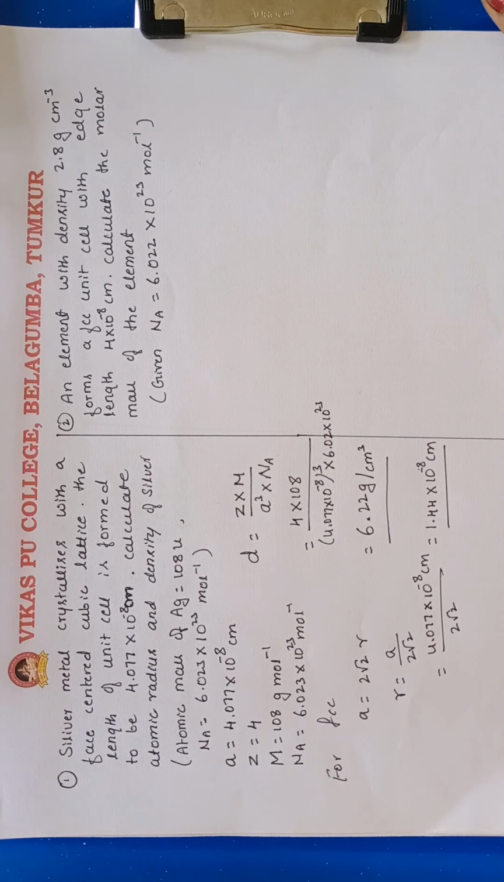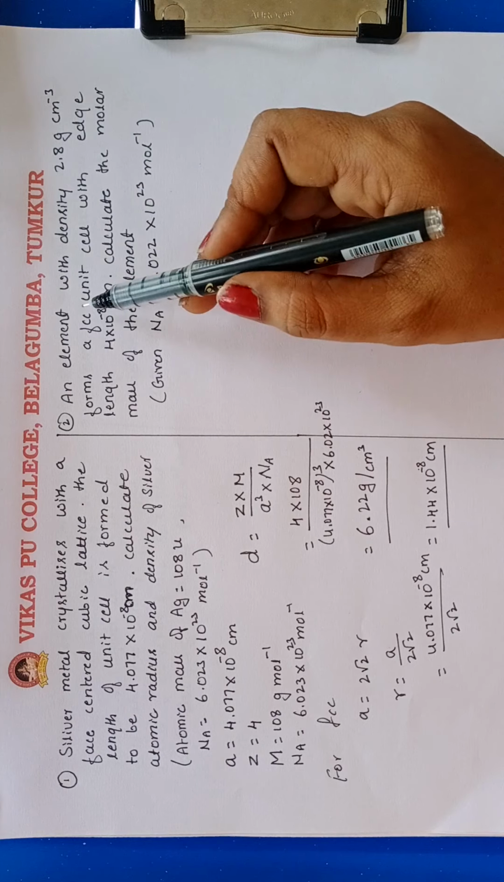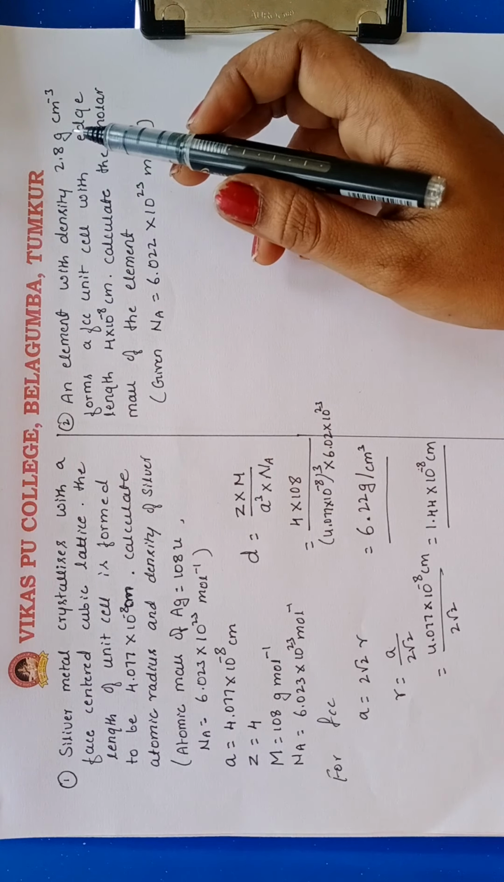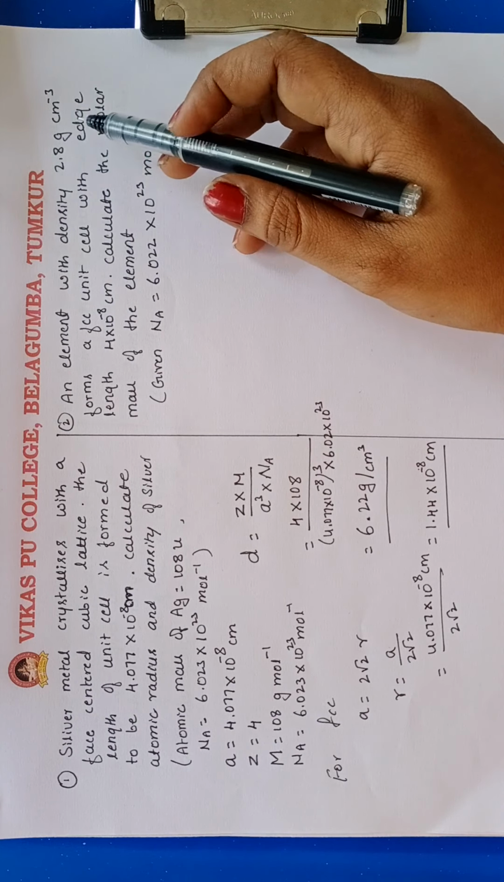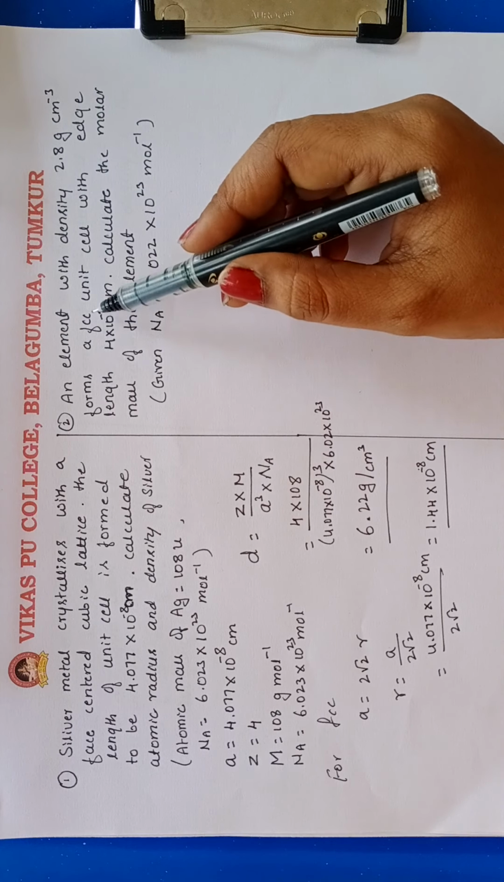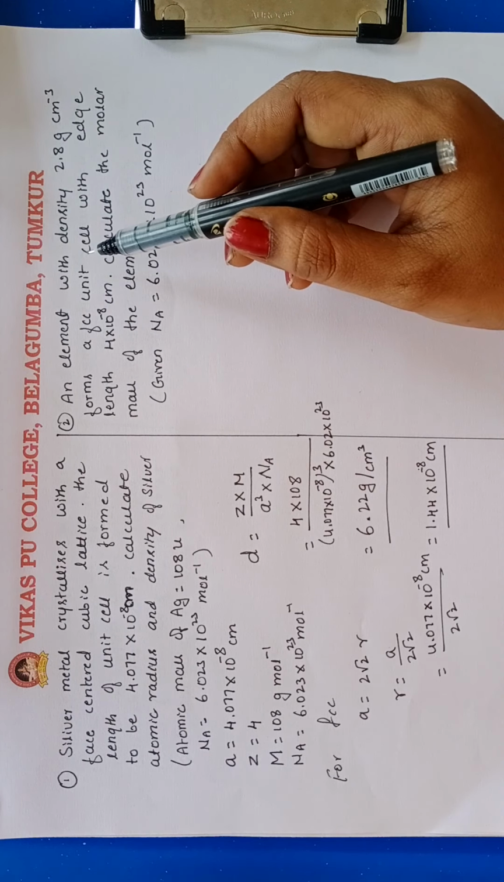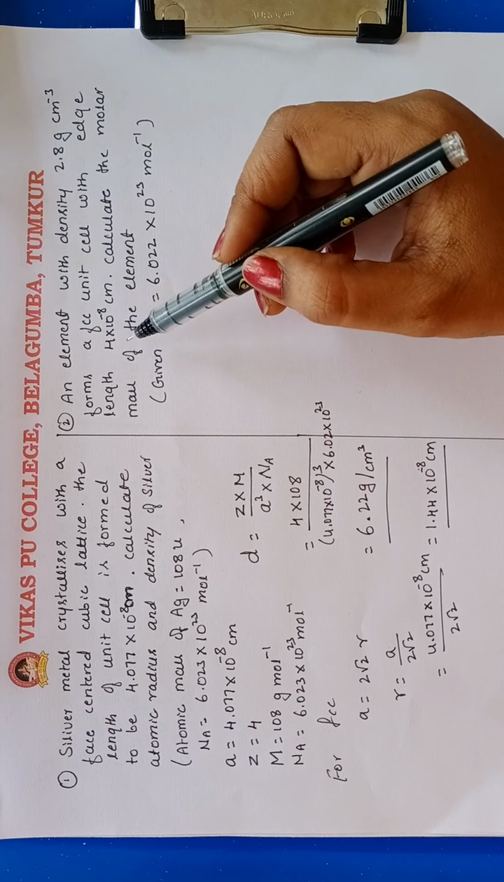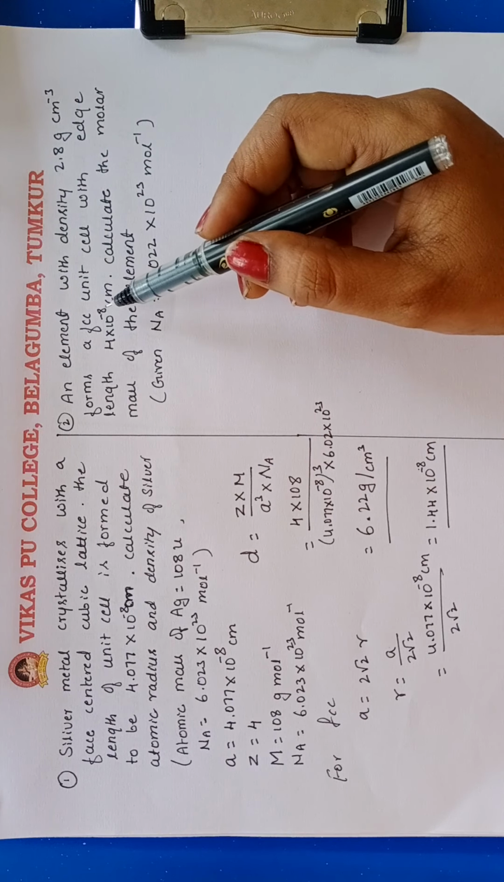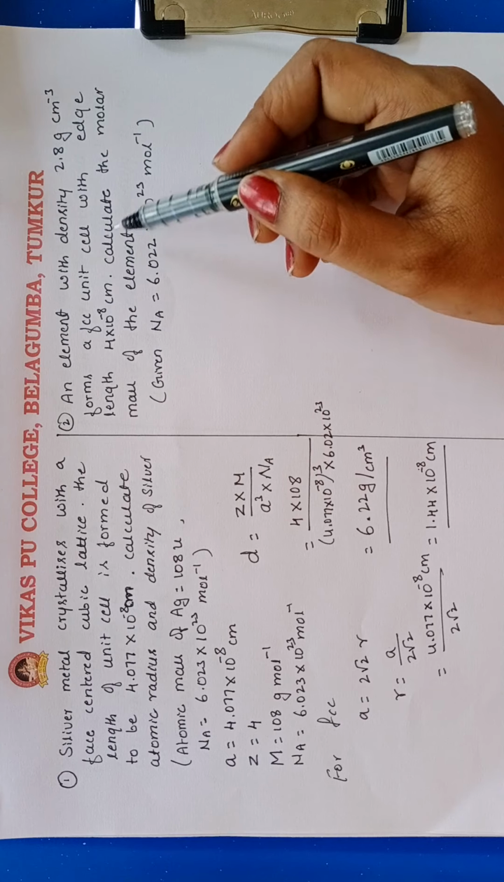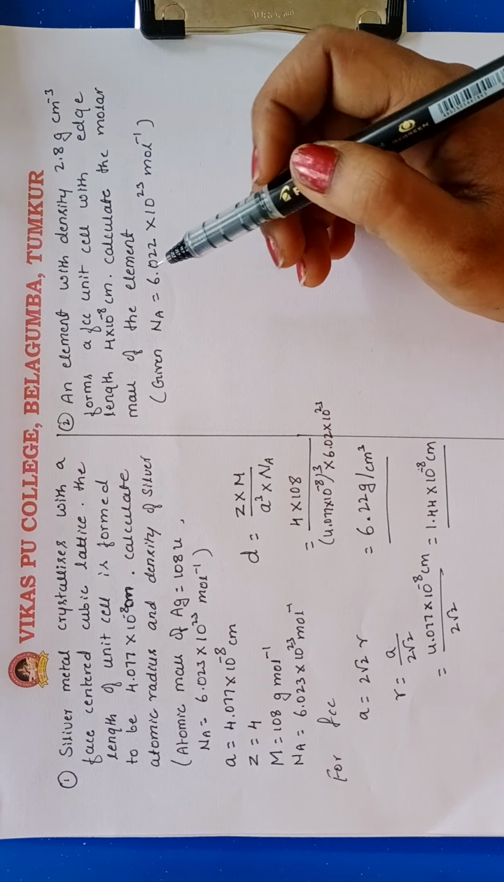We'll see another problem, where we are discussing an element with a given density. The density is 2.8 g/cm³, and it forms an FCC unit, which means the number of atoms Z is 4. The edge length is 4 × 10^-8 cm. Calculate the molar mass of the element.